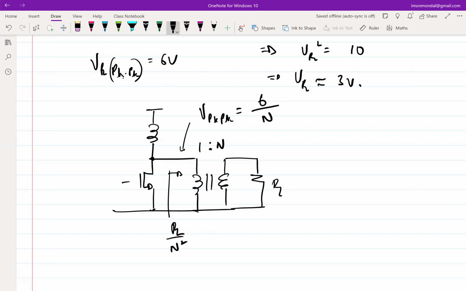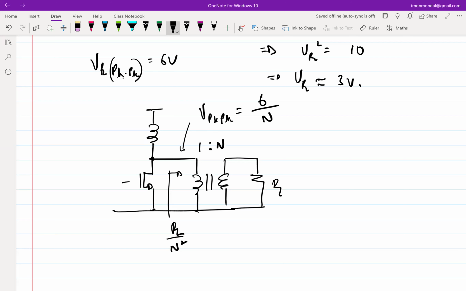So why N squared? Right, both of them go, right? So that's why. Okay, fine. So if I have to bring it down to 2 volt peak to peak, then N should be equal to 3, right? So you basically design your matching network so that the turns ratio is that and you are good.